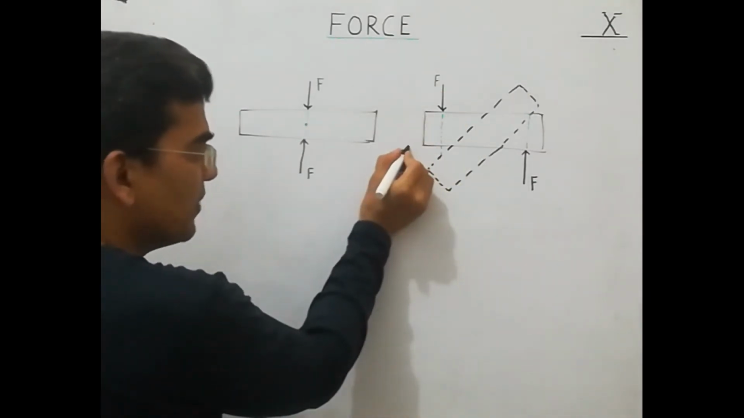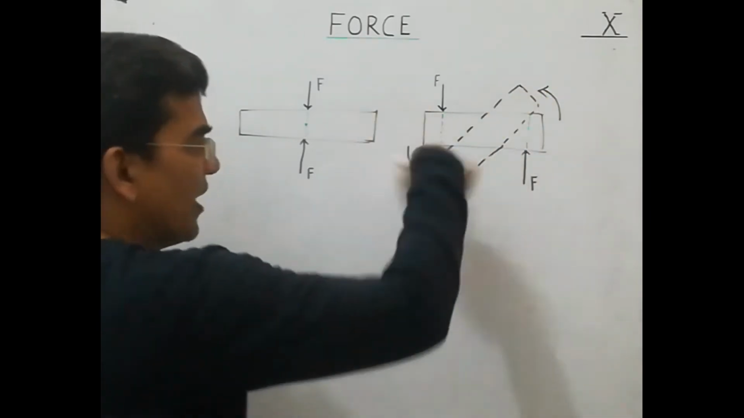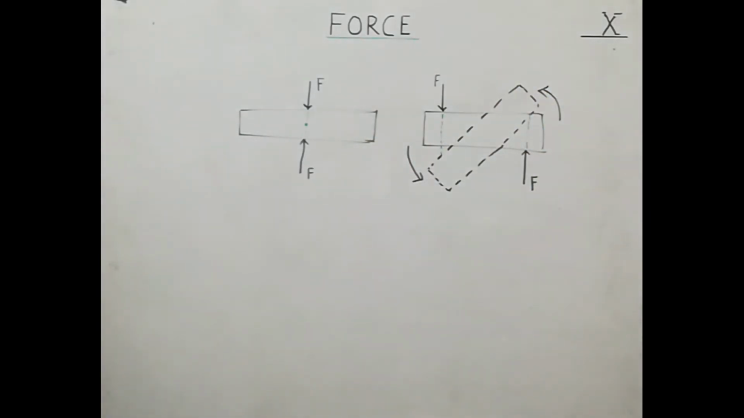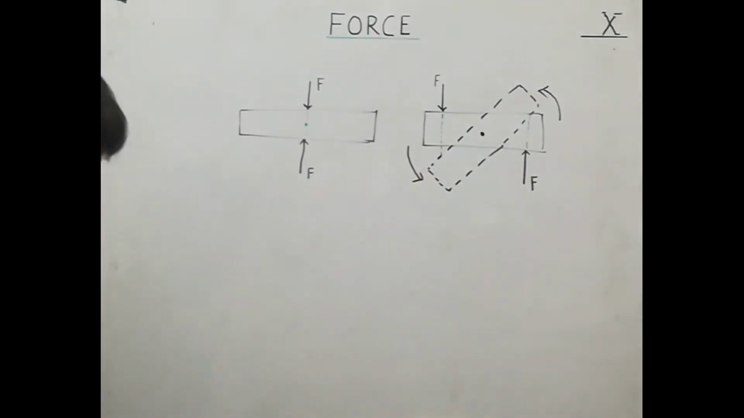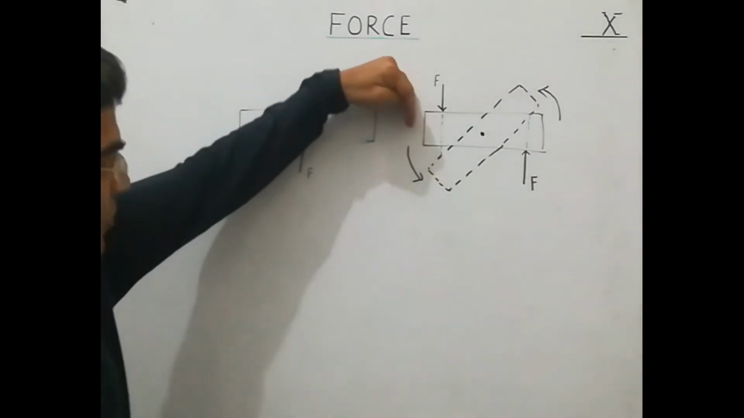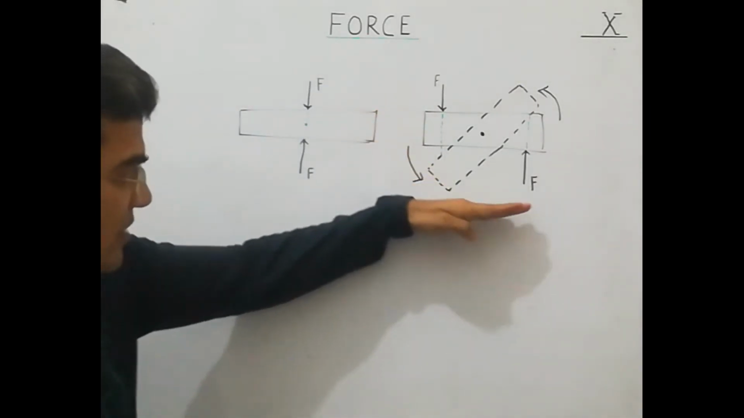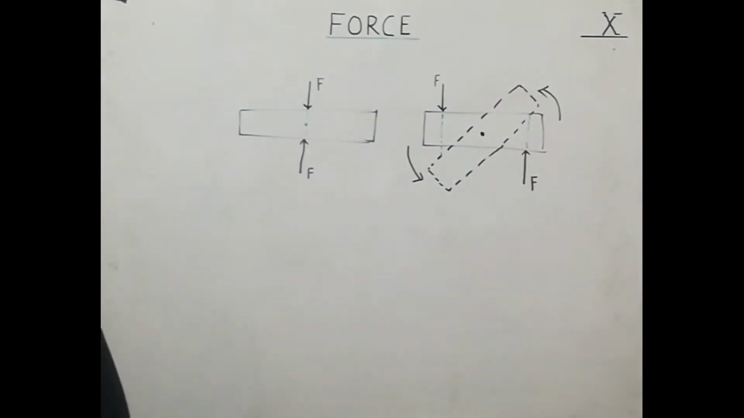This force has made the body rotate here. These two forces have made the body rotate about this point. So we will say a couple is acting on the body. This force is trying to rotate the body in this direction, this force is trying to rotate the body in that direction. So altogether, again you can see a couple is acting on the body, and what is the effect of the couple on the body? It is rotating the body.